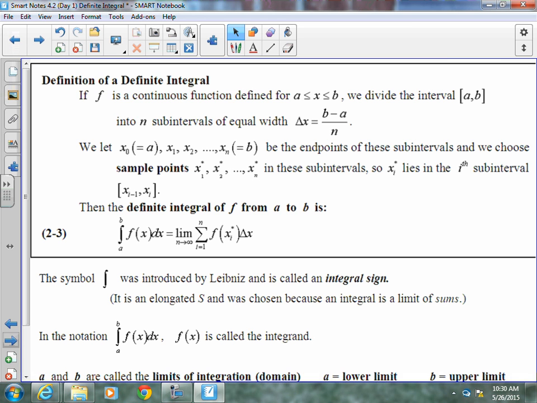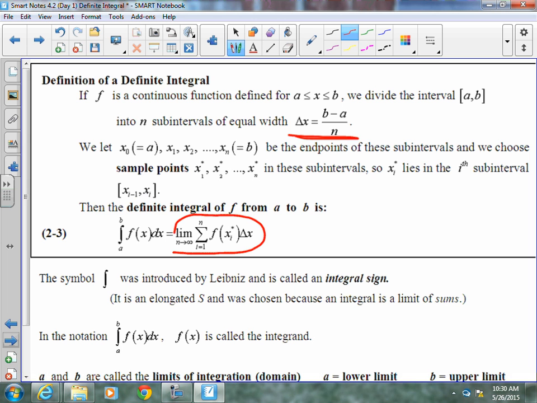So, if f is a continuous function defined for a is less than or equal to x is less than or equal to b, we divide the interval into n subintervals of equal width, just like we talked about yesterday. That finds us the width of the rectangles because it takes the whole width, divides by the number of rectangles. We let a sub 0 equal a and so on be the endpoints of these subintervals, and we choose those sample points where the rectangles divide, and we end up with this notation. Well, what you didn't know is that that notation is an integral.